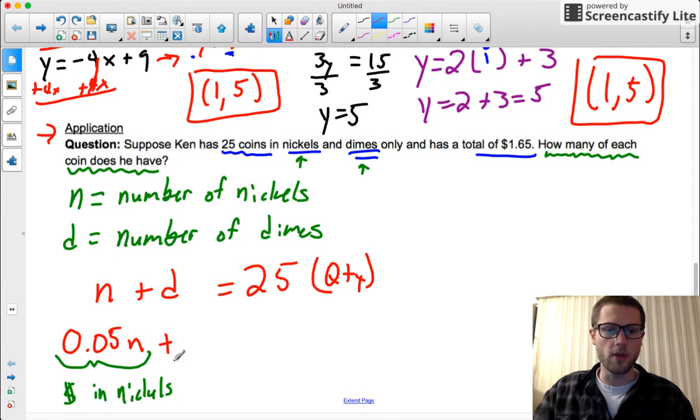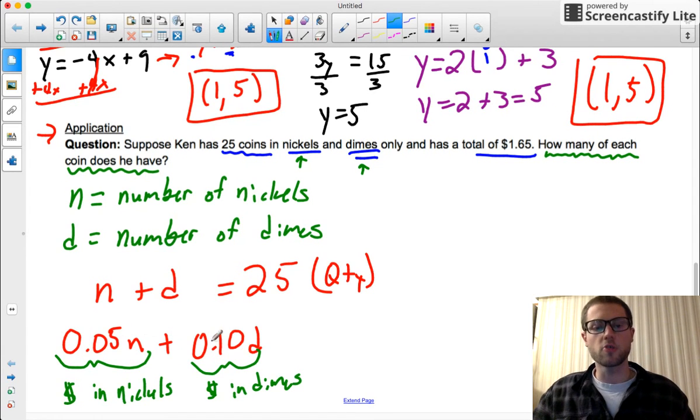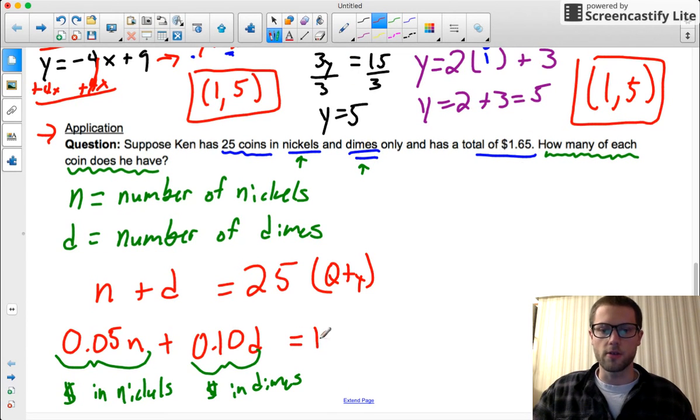What I'm going to do then is add to that the number of dimes multiplied by the value of each dime. So each dime is 10 cents. So the dollar amount that I have in dimes is going to be represented by 0.10d. So the amount of money I have in nickels plus the amount of money I have in dimes should equal the total amount of money that I'm carrying, which is $1.65.